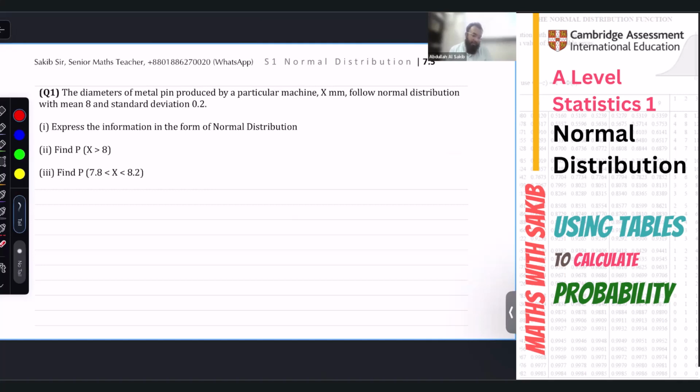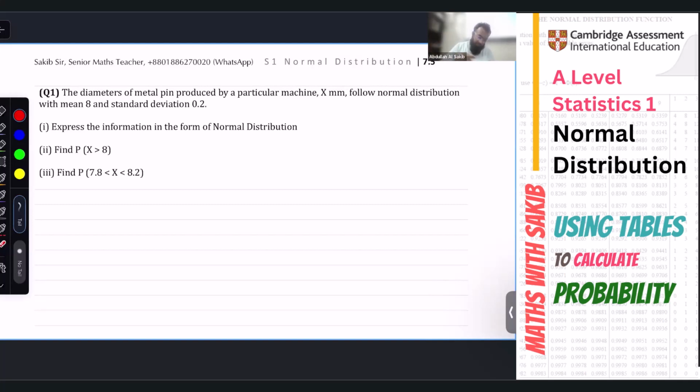The diameters of the metal pin produced by a particular machine, X millimeters, follow a normal distribution with mean 8 and a standard deviation of 0.2. Express the information in the form of a normal distribution. So how do we write this in mathematical form? What is X here? The diameter of a metal pin.